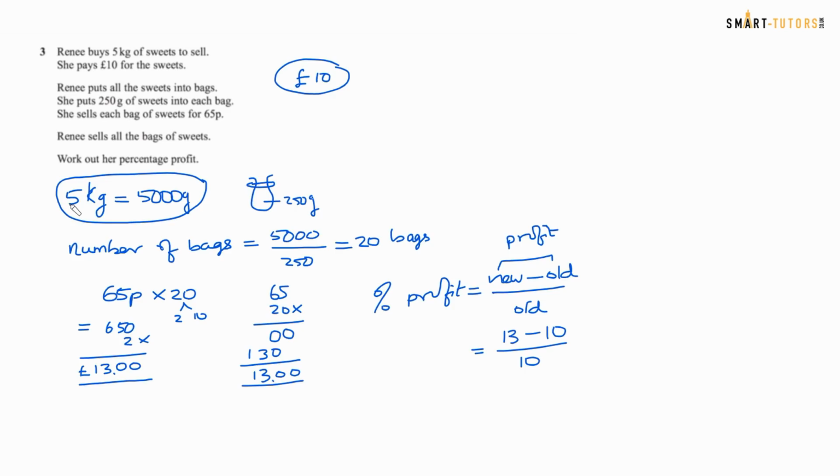So how much she made profit. So she's selling it for 13 pounds, she bought it for 10 pounds, and the original price is 10, and that lot times 100 for percentage. So 3 over 10 times 100, and 0, 0 cancel, and 30% is the percentage profit, is our final answer.